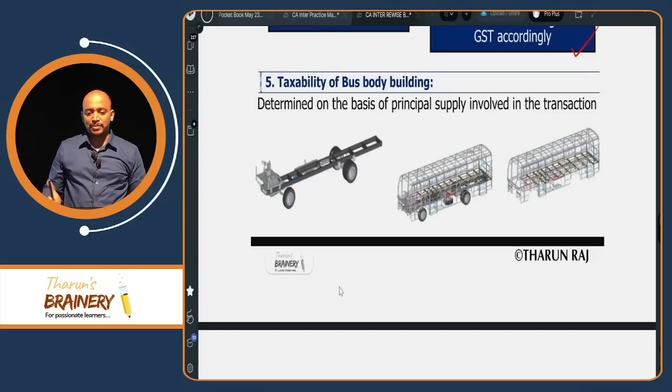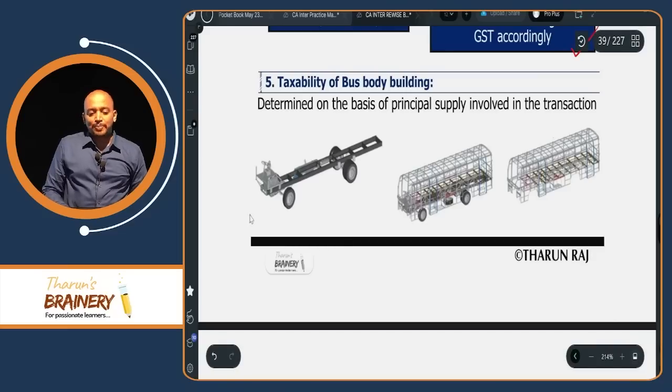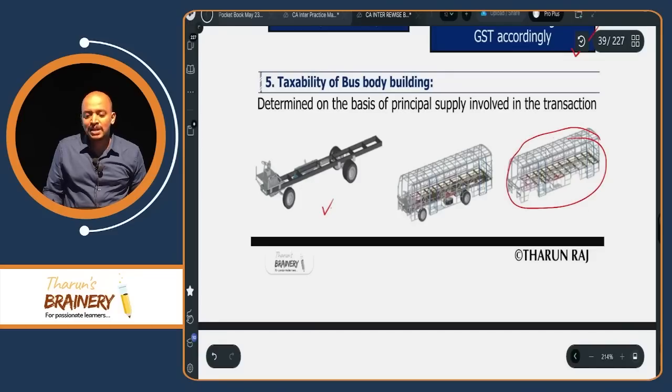What is this bus body building? First, you will purchase a bus with only the chassis, tires and the engine, and you will take it to the bus body building shop. In that shop, they do the fabrication. This fabrication they do, and they will fix it on this. So we get the bus. So this fabrication of the structure is done by the bus body building.